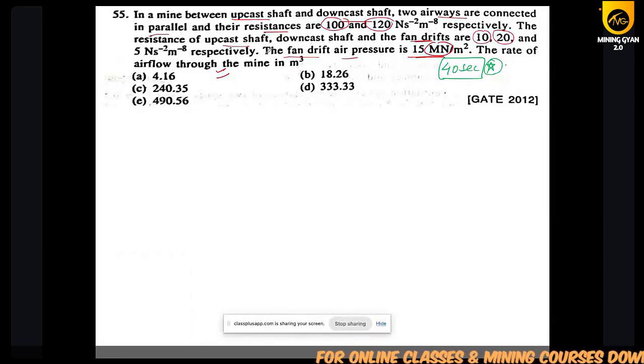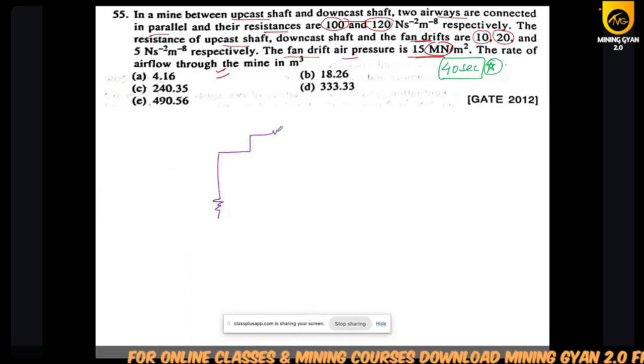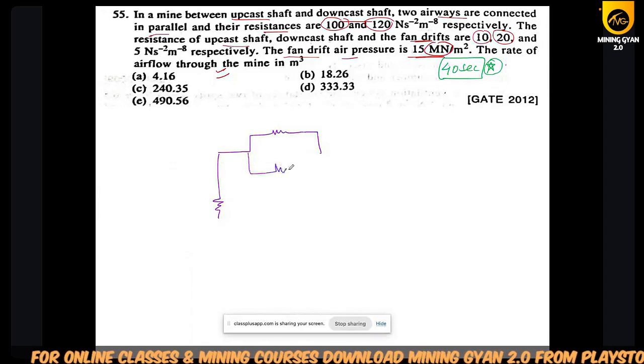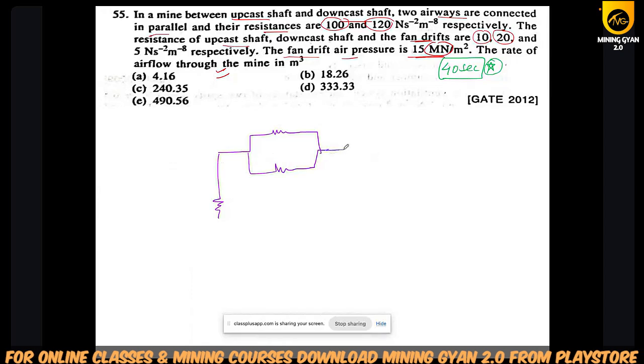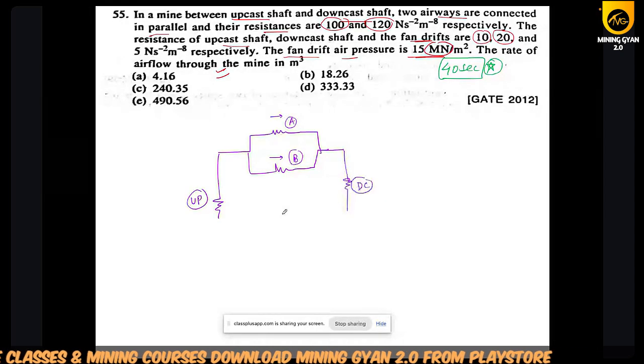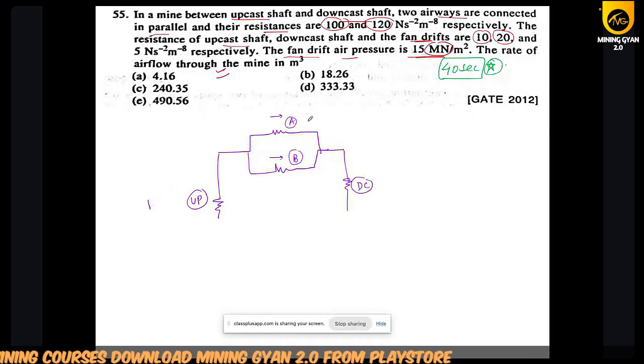Look, here it says in the upcast, suppose this is the upcast and it splits. I am not making an accurate diagram, it may vary, but for your understanding I am making the diagram. Suppose it is upcast, this is split 1 and split 2, the parallel airways A and B, and suppose this is the downcast. The resistances of the airways are 100 and 120, and upcast and downcast we will see.